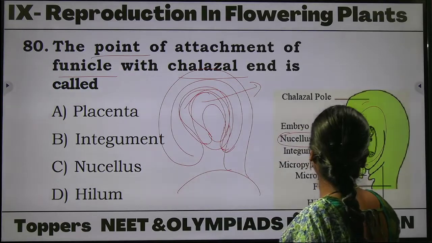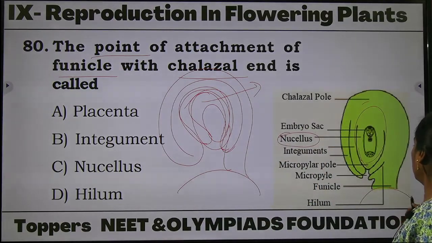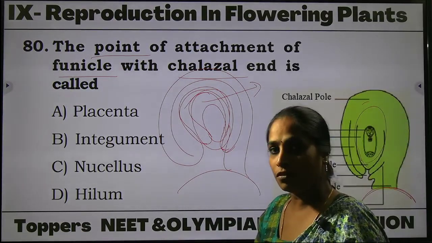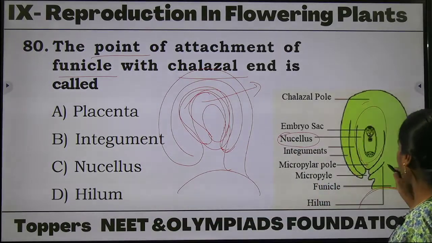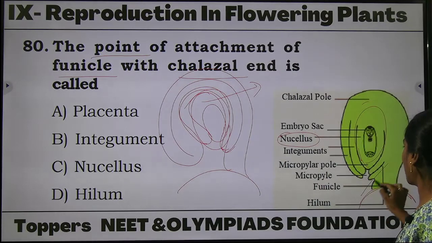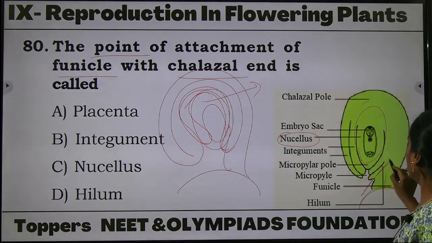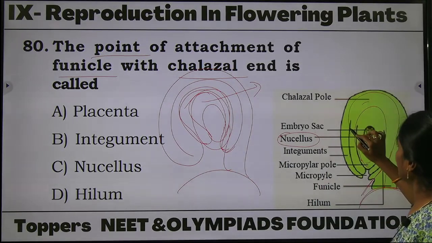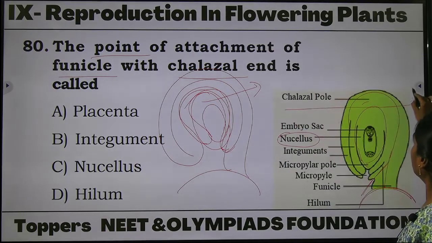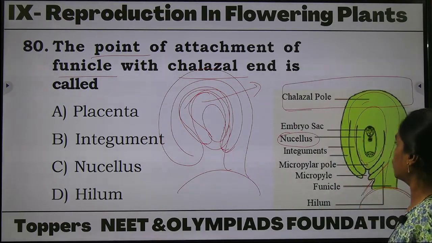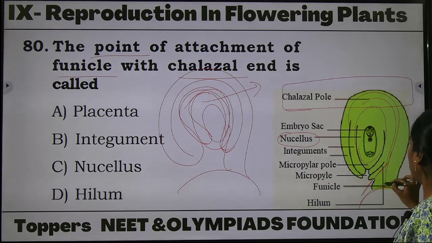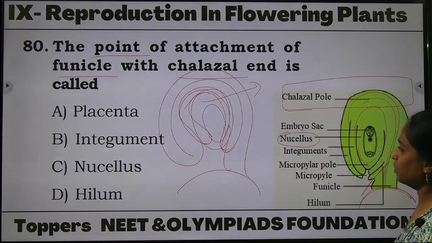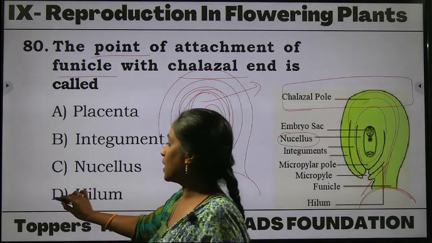Placenta will be at the basal region of the stalky structure called the funicle. And what is the hilum? Hilum is the point where it is attaching both the funicle and the chalazal end. Where is the chalazal end? This is the chalazal end. Here the chalazal end is continuing from the funicle. So the adjoining point is called the hilum.